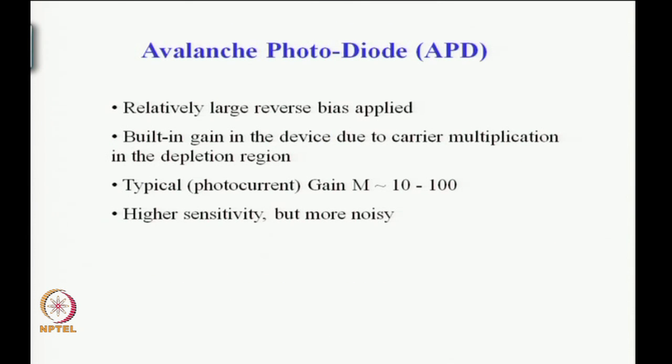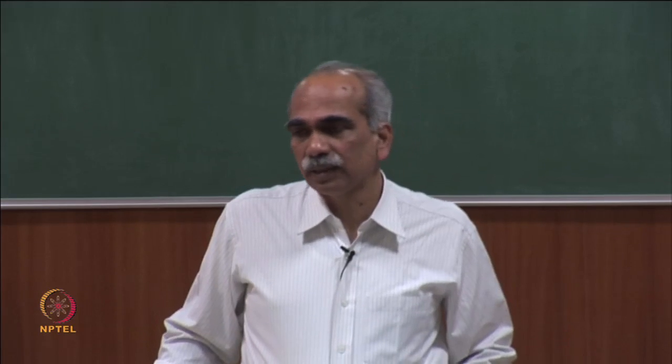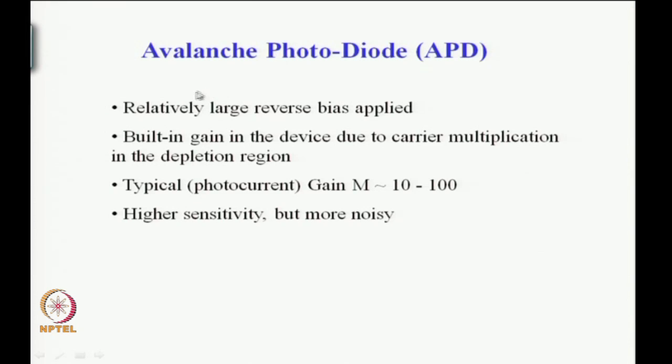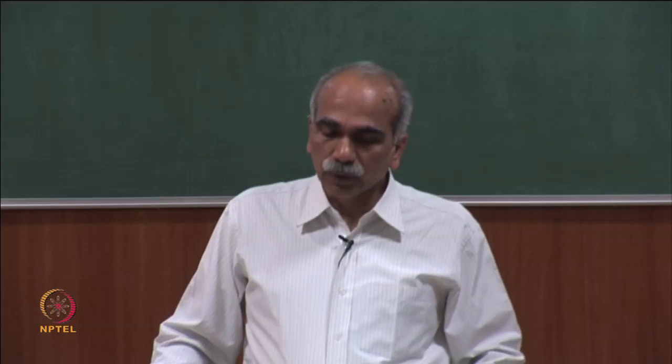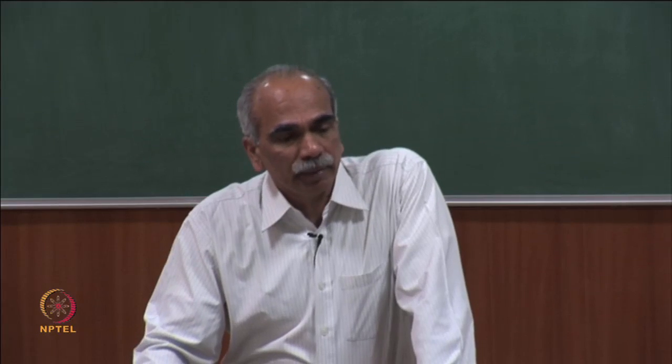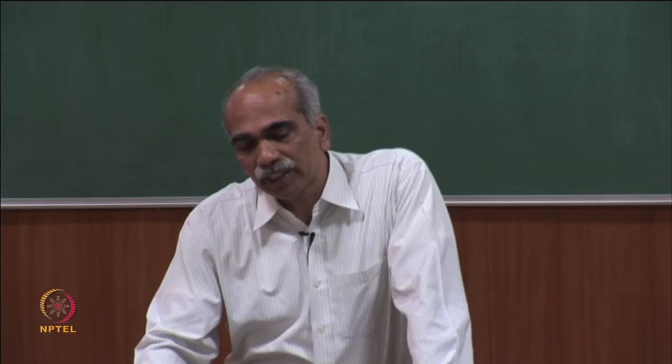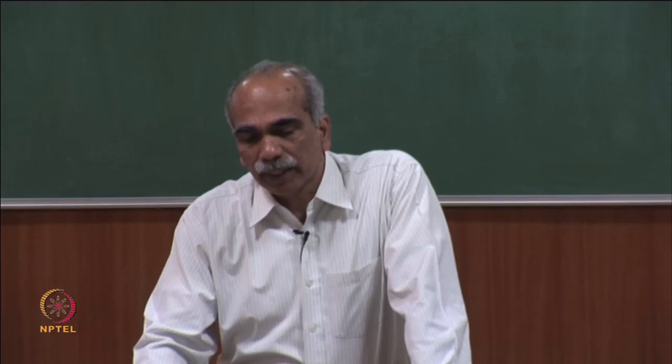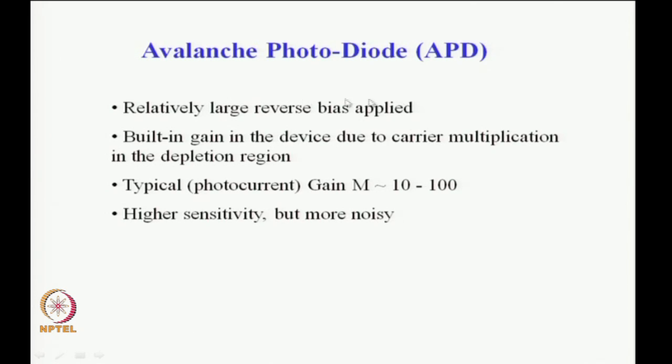With this, we switch to the next device, which is the avalanche photodiode. It is basically a PIN diode, but with a relatively large reverse bias, which provides avalanche gain. We will see what kind of numbers for the reverse voltage are applied. This depends on the material, silicon, germanium, indium gallium arsenide. I will give some numbers towards the end of the talk.